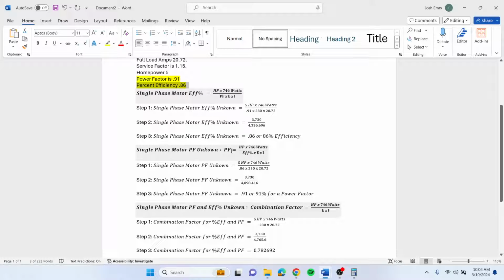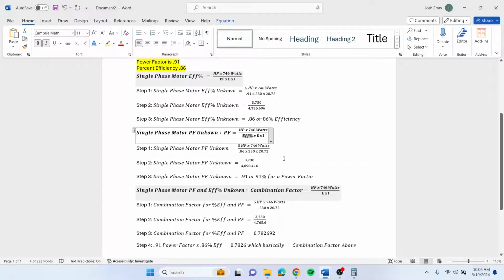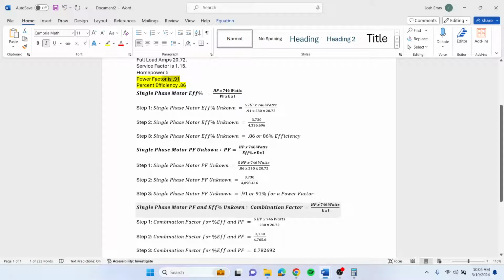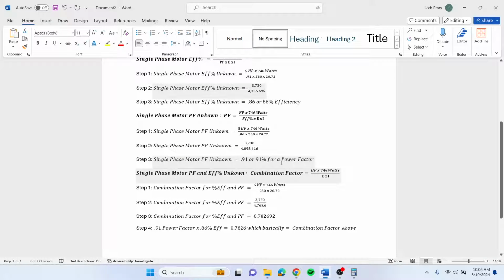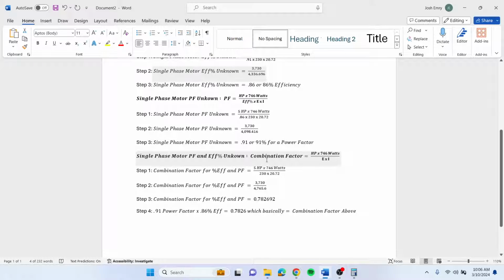If you need to solve for the power factor, then you put your efficiency down here. It's the same concept as above, and you end up with 0.91, which also matches this up here. Now, if you don't know either of them, if you don't know the power factor or the efficiency, then you can solve for it and use this combination factor.